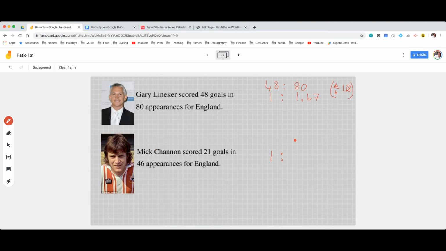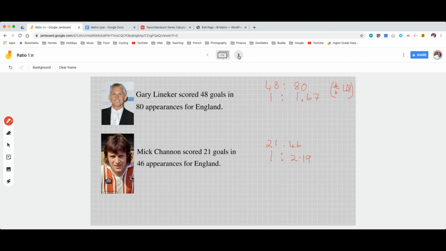Let's have a look at Mick Shannon. He's also got a good ratio. He scored 21 goals in 46 appearances. So I'm going to divide the 21 by 21 to get 1. Then I'm going to divide the 46 by 21 to get 2.19. So that means that Mick Shannon scored 1 goal for every 2.19 games played. Another very good goal scoring ratio if you follow football. So Gary Lineker has the better ratio.